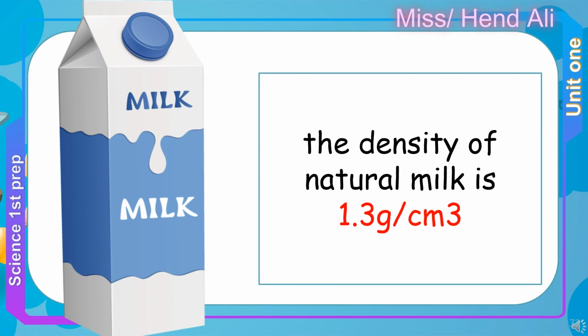Do you know that the density of a substance is a constant value? The density of natural milk is 1.3 gram per cubic centimeter. This means it doesn't matter how much milk you have, it still has the same density, which is 1.3 gram per cubic centimeter.